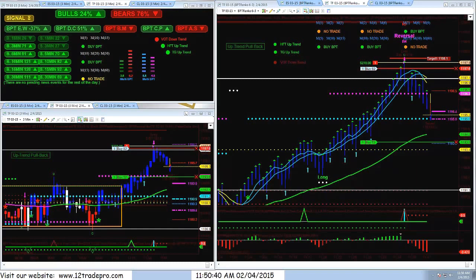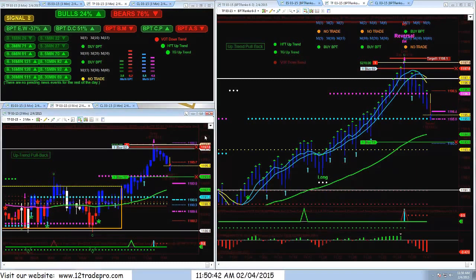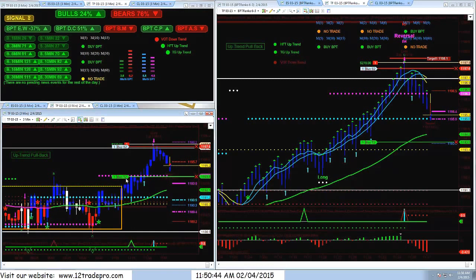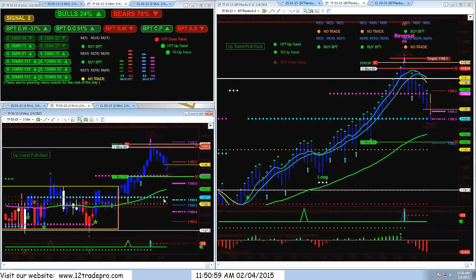Okay, my first target was filled. I'm just looking at the 3-minute chart. I may move my second target down to the support area. This seems like there's a lot of support on the 3-minute chart down here. I'm going to put it right above the support line.